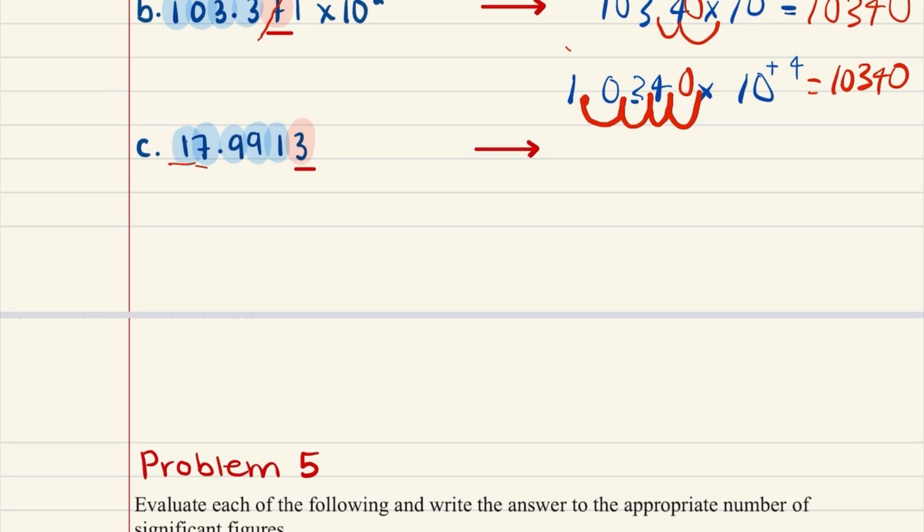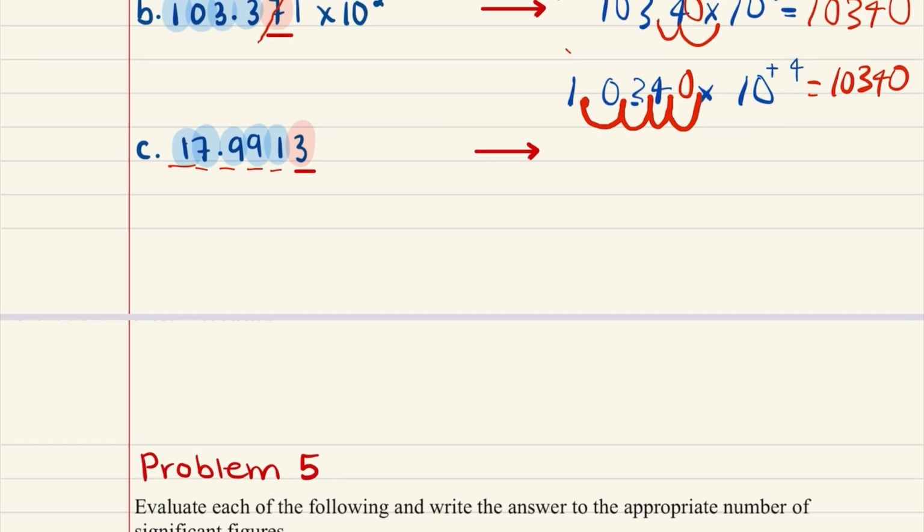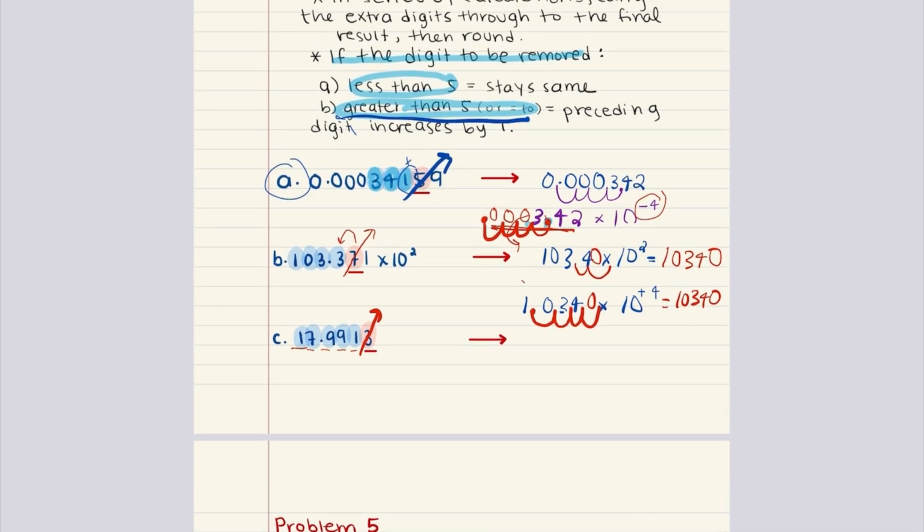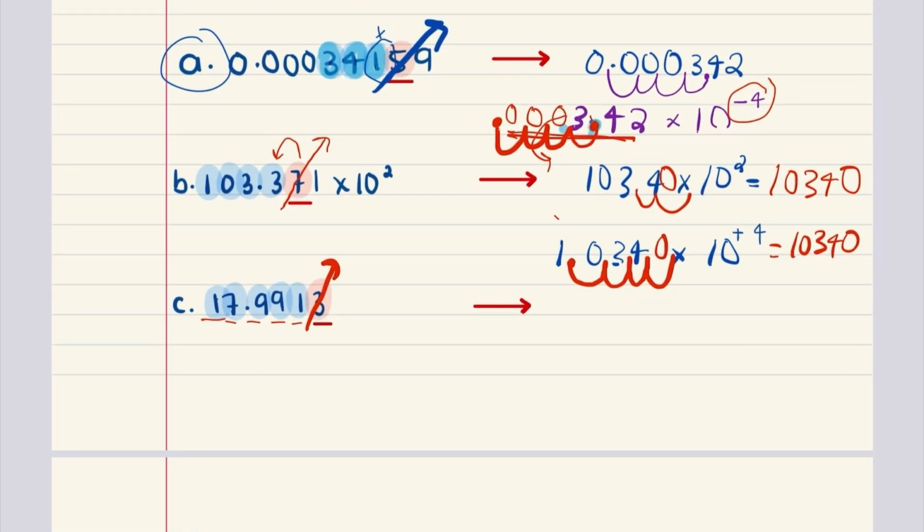Okay, I highlighted the first 5 significant digits in blue. All right, this 3 in red is going to be the number that we get rid of. If the digit to be removed is less than 5, which it is, nothing happens to the preceding digit. So that means we can write our answer as 17.991.